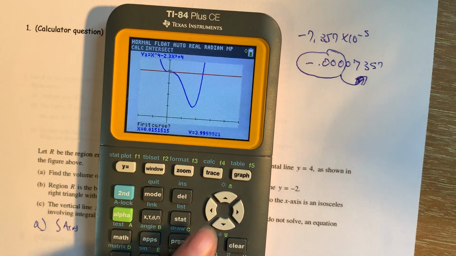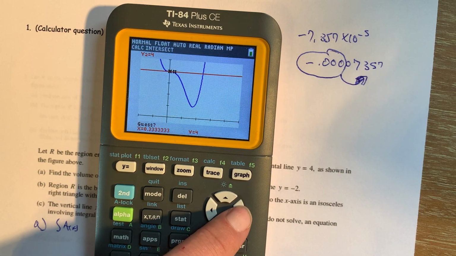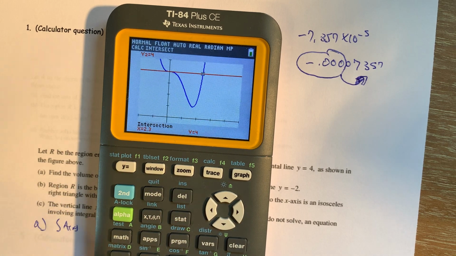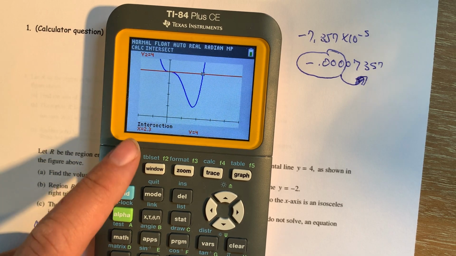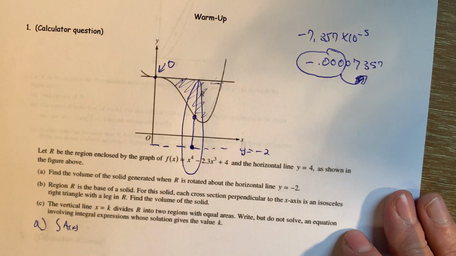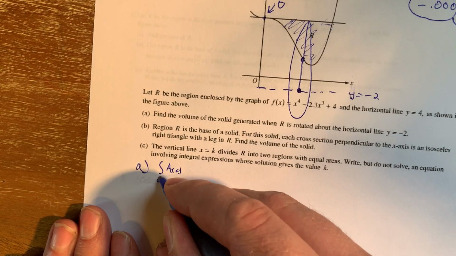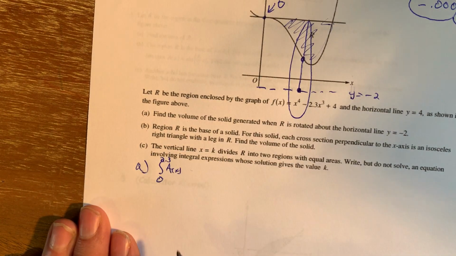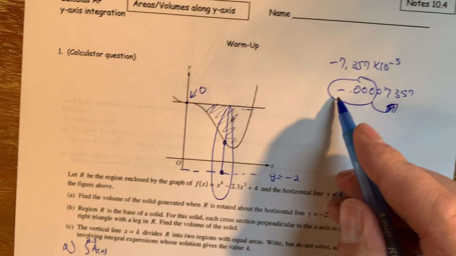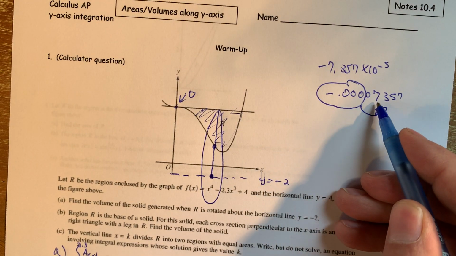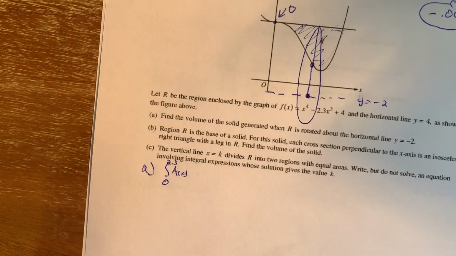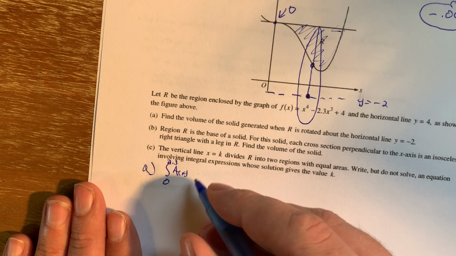Here, intersect, enter. Let's find our other guess. The other intersection is 2.3, but maybe the calculator would struggle a little bit and say 2.300001, right? And that's still 2.3. It's just struggling with it. So the integral is going to be from 0 to 2.3. But honestly, if you put in -0.00007537, it'd still come out to the same answer. It's still the 3 decimal places, so it'll be fine.